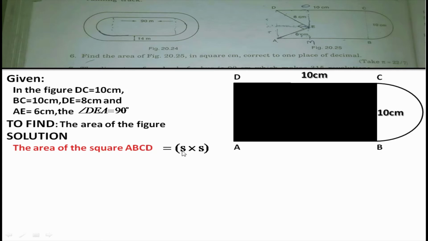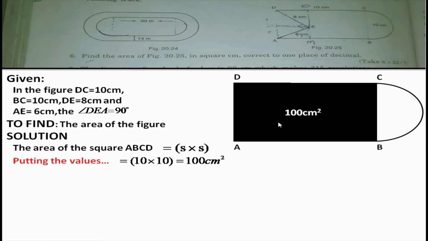So we will carry out the area of this square ABCD, which will be side into side. The formula for the area of a square is side into side, we will put the values. This is one side 10 centimeter, this is the other side 10 centimeter. Square has same sides, so 10 into 10, the area of this square ABCD is 100 centimeter square.